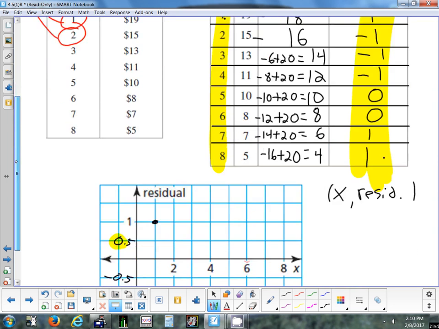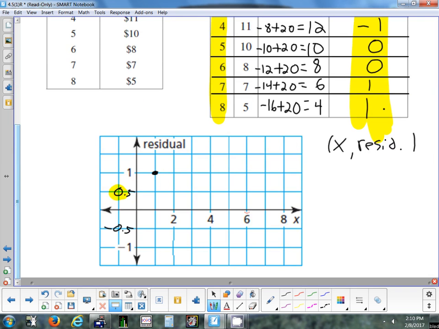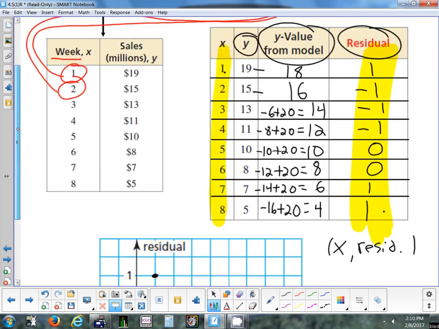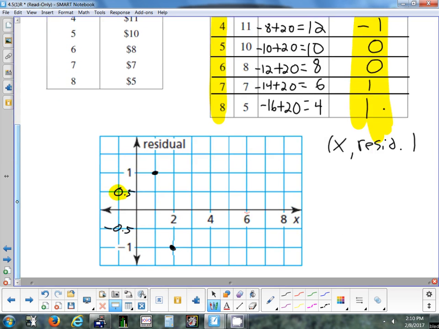2, negative 1. Perfect. Next point. 3, negative 1. 4, negative 1. All right. 5, 0. 6, 0. 7, 1, and 8, 1.